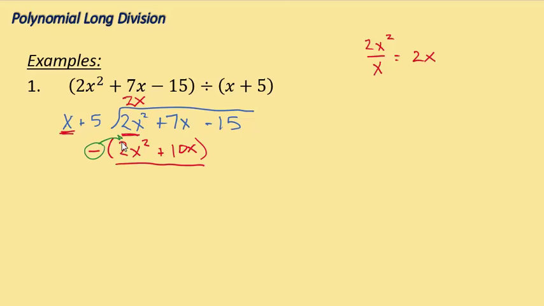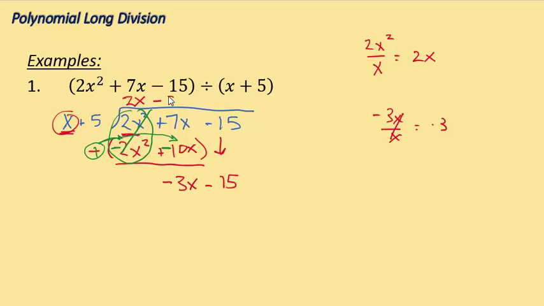So these two things cancel out, and I have 7x plus a negative 10x. 7x plus negative 10x is going to be negative 3x, and then I bring down my minus 15. Bring down that over there, okay? So now let's go through the same process. How many times does x go into negative 3x? So negative 3x divided by x, the x's cancel, and I have negative 3.